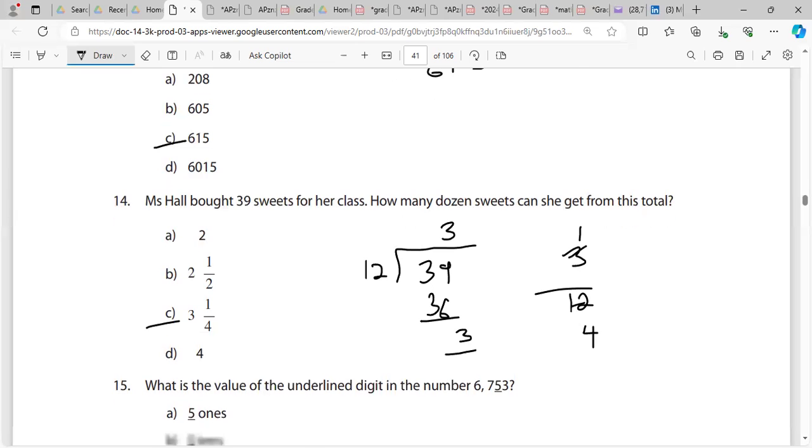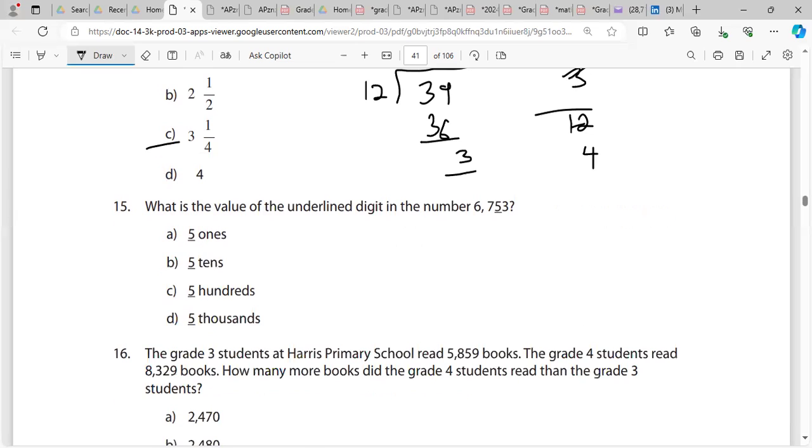Let's move on to number 15. What is the value of the underlined digit in the number 6,753? And of course, this would be 5 tens. So 5 tens, and that's B. Let's move on to number 16.